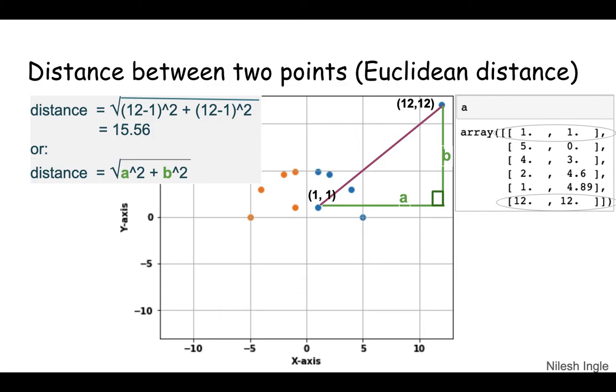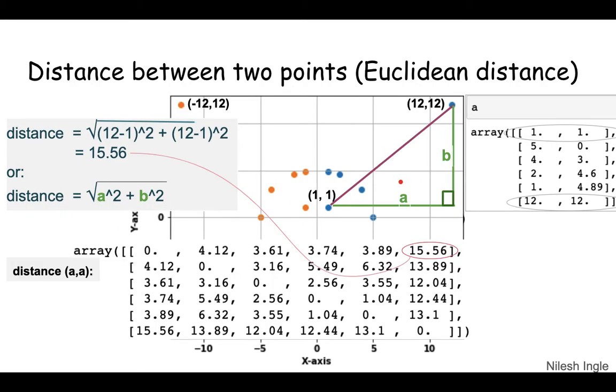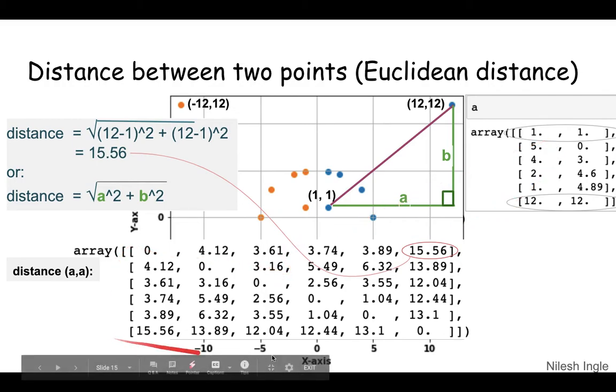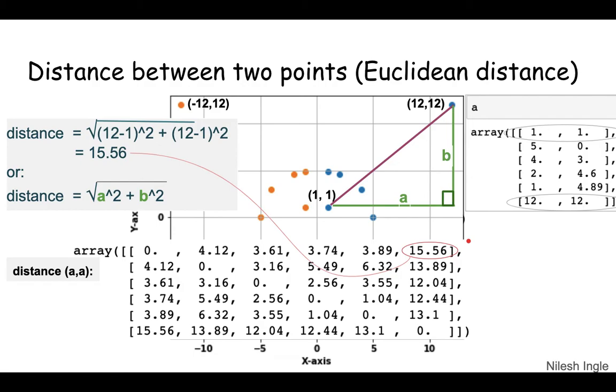Now going back to that plot, we can calculate the distance between 2 points using this formula, which you probably already know, and here we get the distance of 15.56 between these 2 points, and in Python we can compute the same Euclidean distance, which I'll show in a little bit, where this array output here shows the Euclidean distance of points within the array A itself.